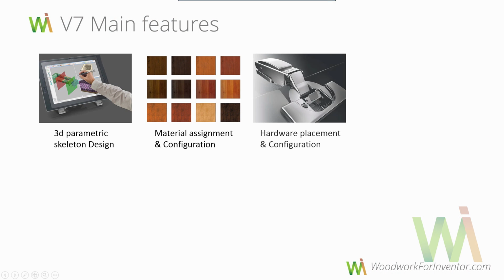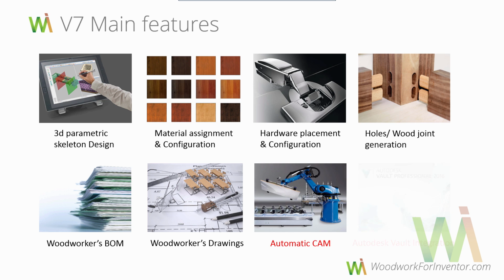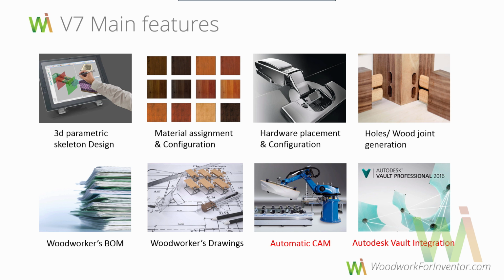First of all, let me remind you of the main features of Woodwork. As you remember, our system allows you to create parametric 3D skeletons. It allows you to design materials the way woodworkers do. It also allows you to place and adjust hardware, as well as create holes for hardware or even wooden joints. Of course, as a result, we get the bill of material and the drawings automatically. And as you can see, there are two more things shown in red.